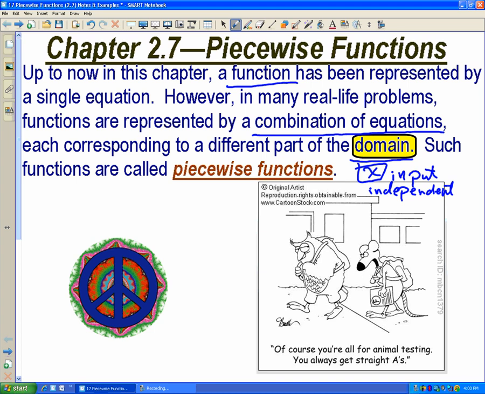And a little aside, of course you're all for animal testing. You always get straight A's. Ha, ha, ha, ha.